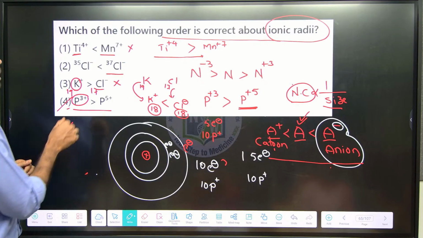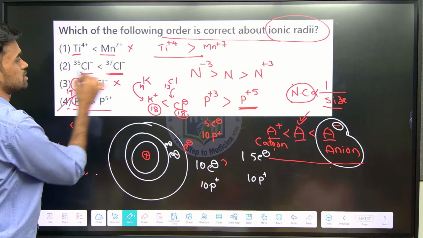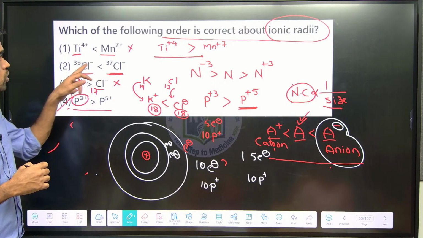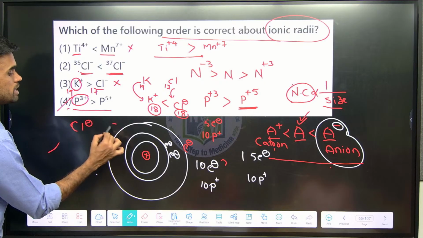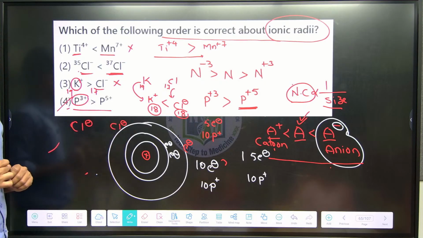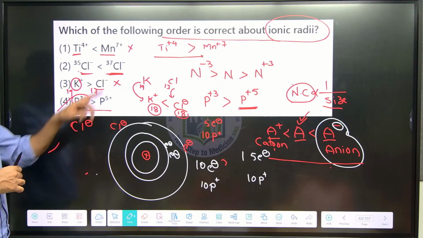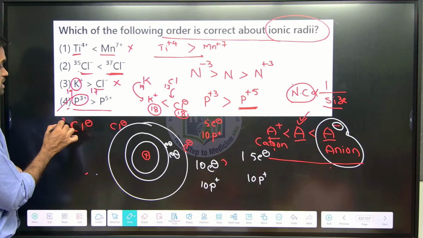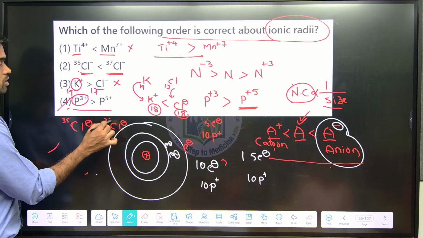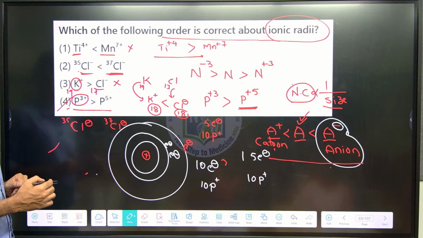Now if you think about these things, chlorine, chloride, chloride. Both of them are chlorines only. So what makes the difference? Charge is same only. This number, what is this number? What are these numbers? Yesterday we discussed.